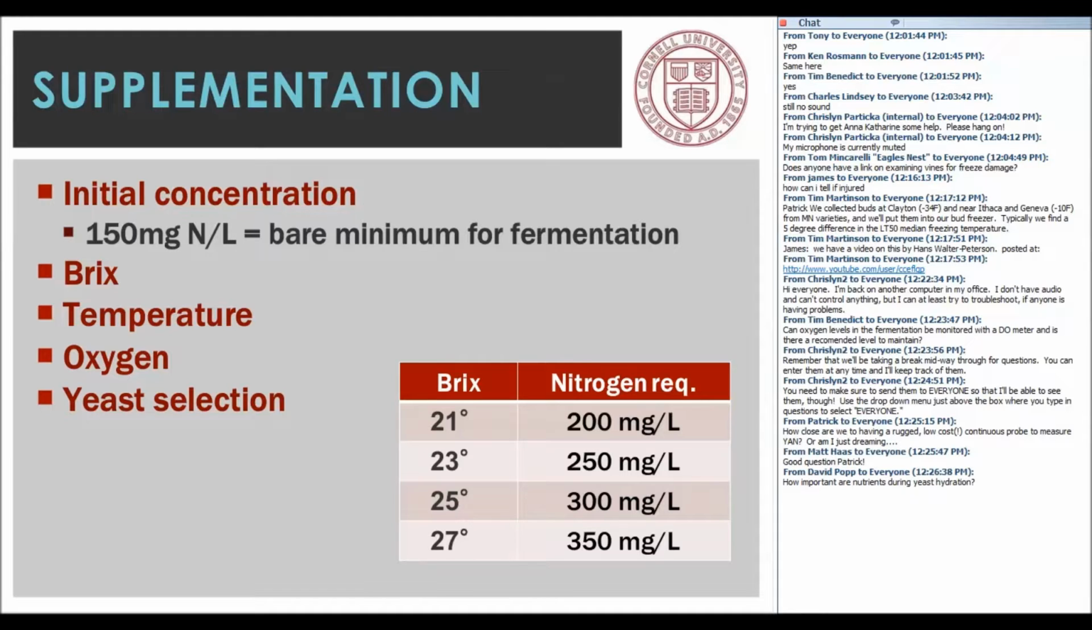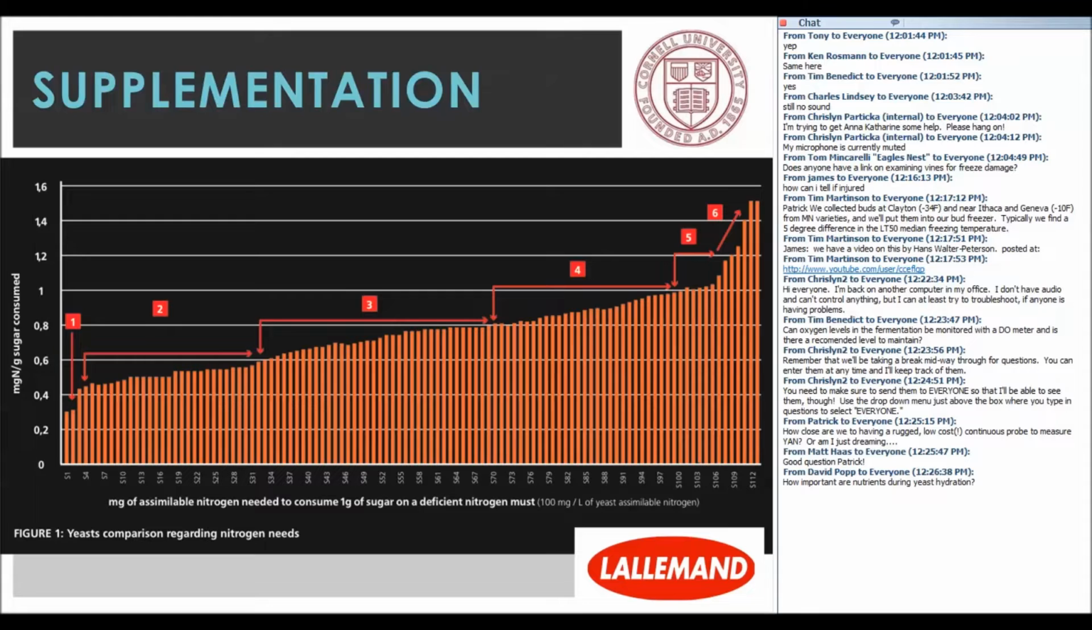And this chart is one we pulled directly from the Scott Labs catalog, and Lallemand has got some good information too. There are other vendors who do, but I've just been pretty impressed with the way they present that. So Brix is important, temperature is important. It's not as important as Brix. The amount of oxygen will impact what you've got, and yeast selection is very important. This, for instance, is a chart that Lallemand has put together. It just gives you an idea.